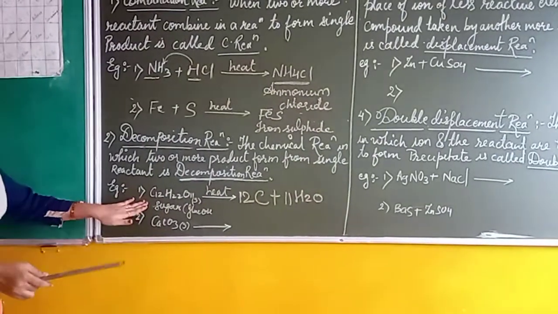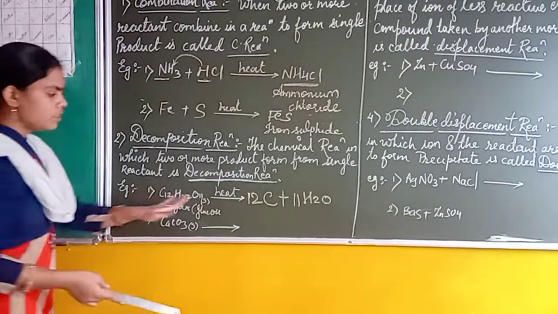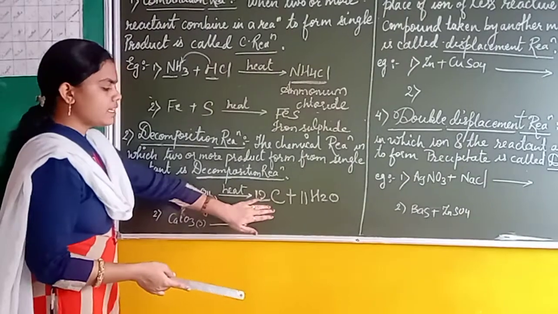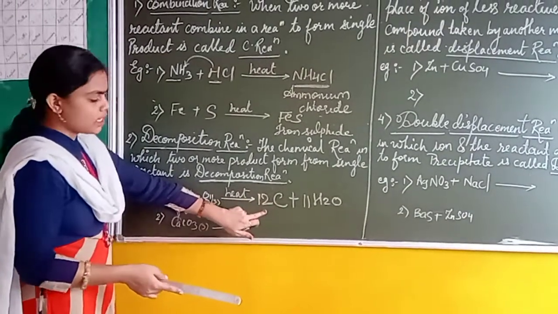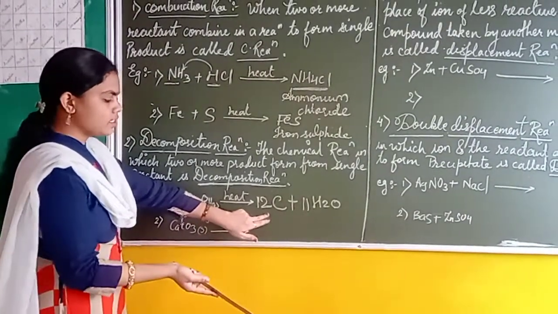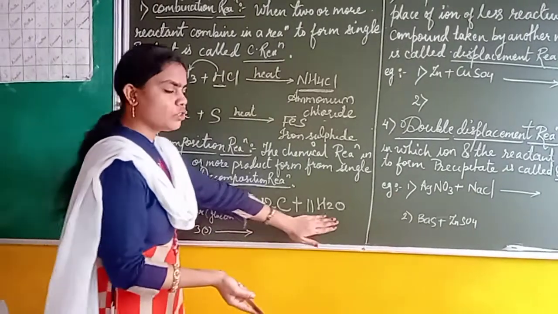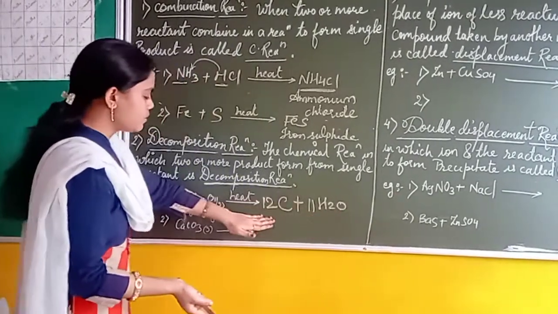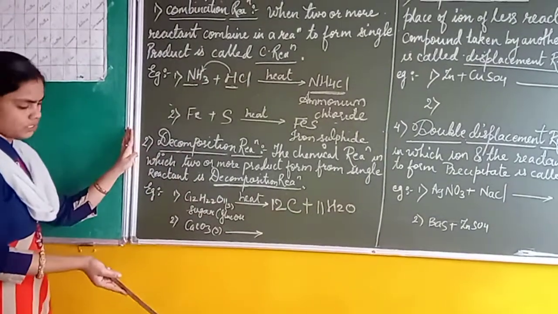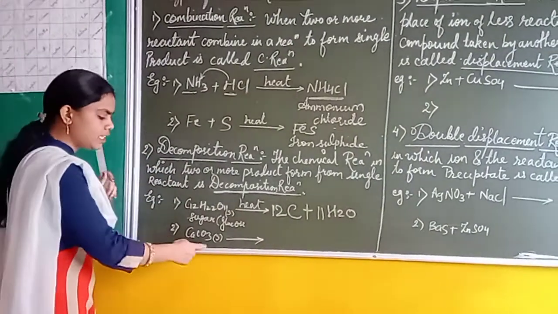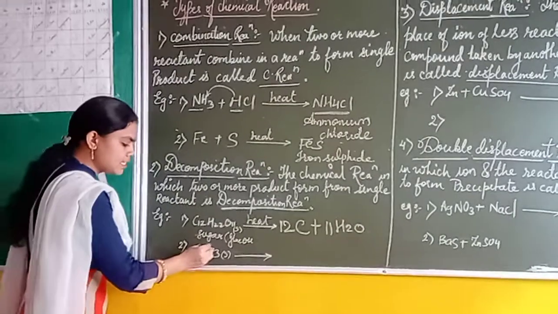So what happens after heating this sugar, the molecule whatever we are getting is the ash form that is getting decomposed. It is turning into blackish color, so we are getting 12 molecules of carbon and 11 molecules of water. So this is the first reaction we can say of decomposition. Next is calcium carbonate. Here I have written the formula, that is CaCO3.